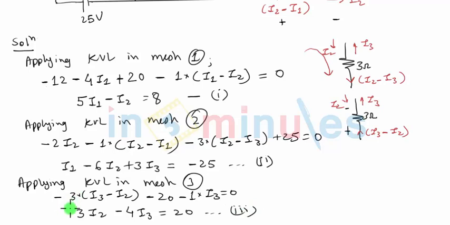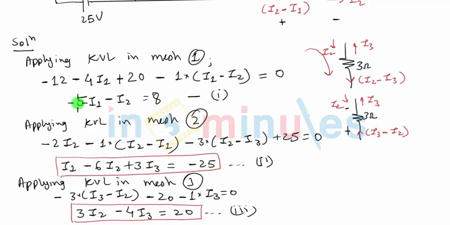So we have basically obtained the 3 equations that we have to solve simultaneously. These are the 3 equations with 3 unknowns. Once we solve these 3 equations, you can solve them in a calculator, or you can solve them using Cramer's rule. I'm sure everyone knows how to solve simultaneous equations. Once you solve these 3 equations simultaneously, we will get the values for I1, I2 and I3.